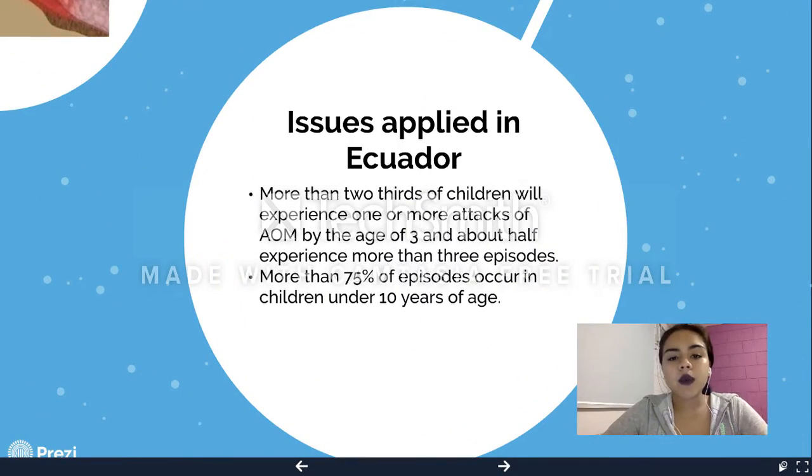Issues applied in Ecuador. More than two-thirds of children will experience one or more attacks of acute otitis media by the age of 3, and about half experience more than 3 episodes. More than 75% of episodes occur in children under 10 years of age.